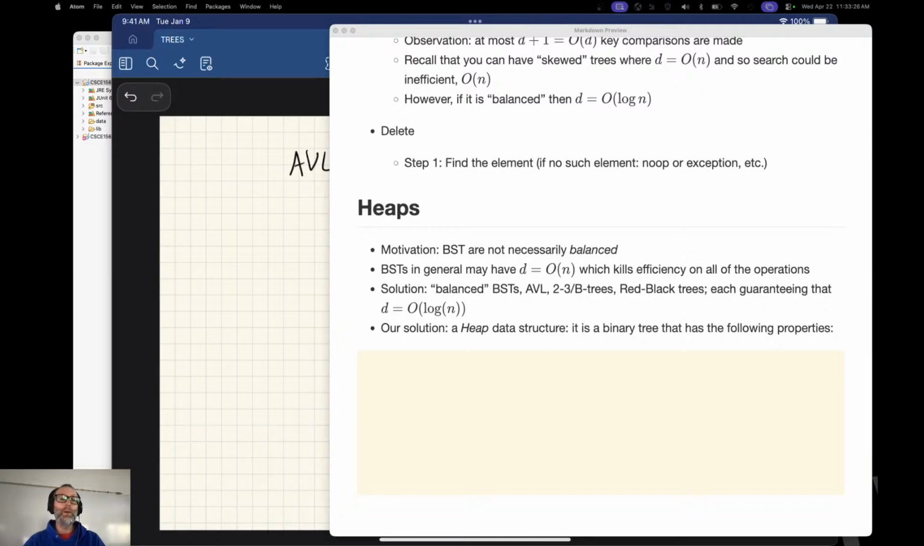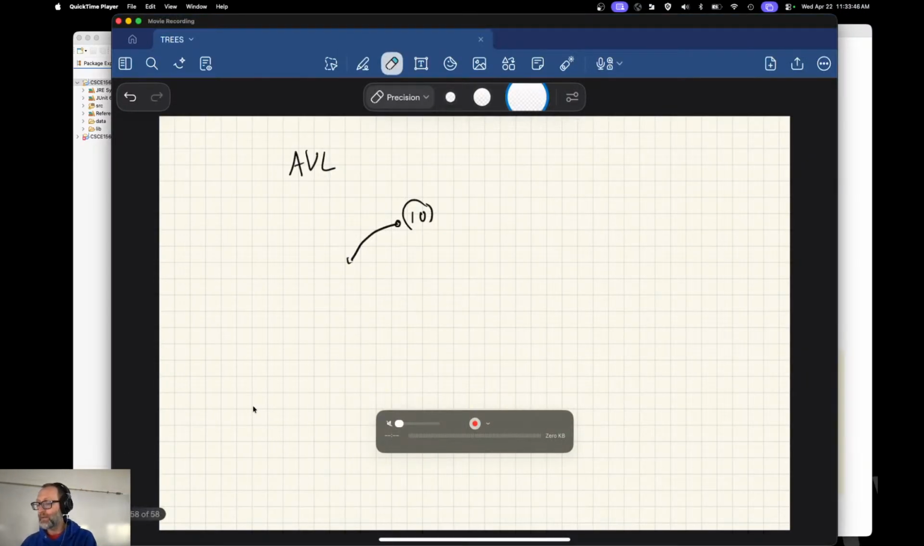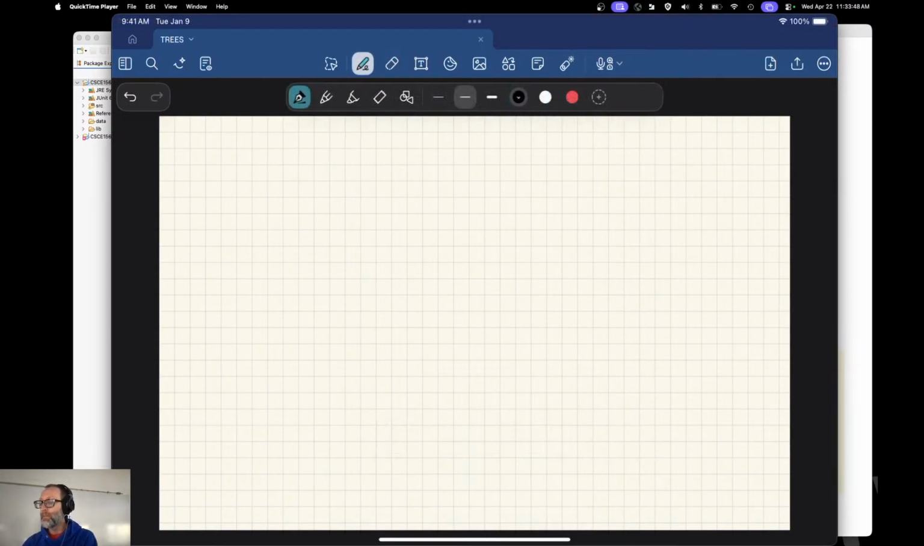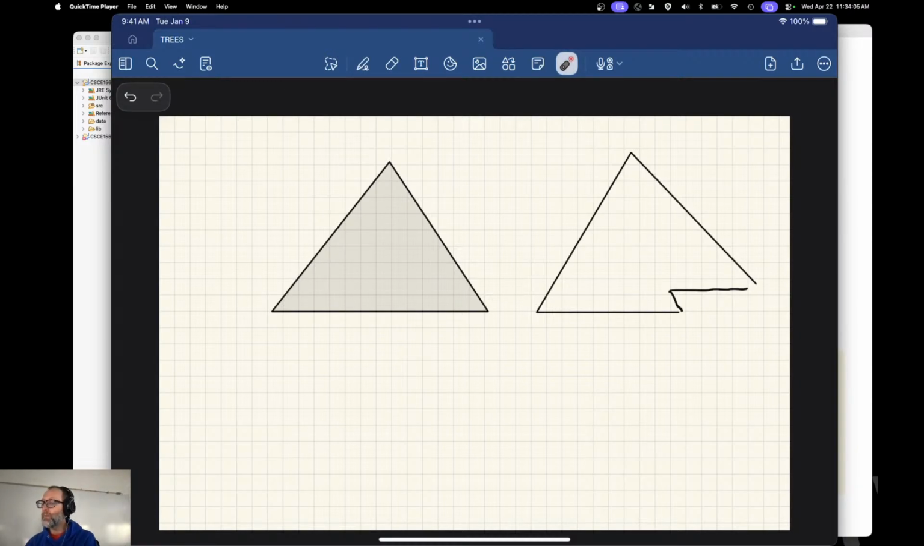Well, our heaps are going to be organized with the following two properties. First of all, it's going to be full. That is, every child is going to be present on every level up until possibly the last one at the deepest level. But at that level, they're all going to be full to the left. So visually, what it looks like here is a binary tree. It's no longer a binary search tree, by the way, but a binary tree that either looks like this, completely full, or it could be full but not the last level, and it's going to be full to the left, excuse me, not to the right. There we go. In other words, there's not going to be any gaps.